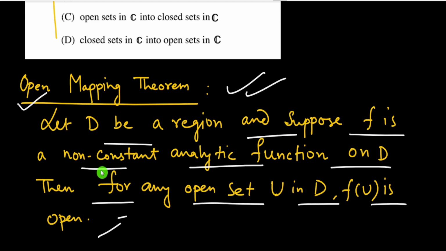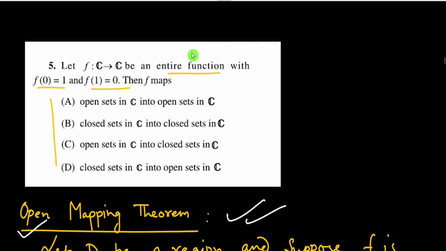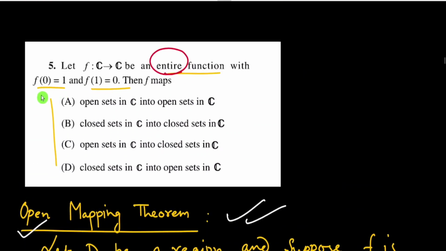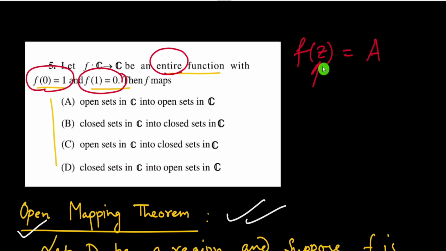Now there are two conditions. One is non-constant and the second one is analytic. Here it is given that the function is entire, that means it is everywhere analytic. But this question does not directly say that the function is non-constant. But there are two conditions, f(0) equal to 1 and f(1) equal to 0. Suppose f(z) is a constant function, then f(z) gives the same value for any z. But here it is given that for two different values of z, f gives two different values. Therefore, these two conditions assure that the function must be non-constant.